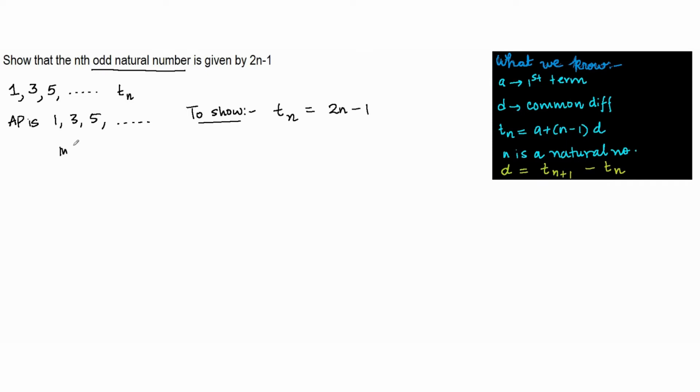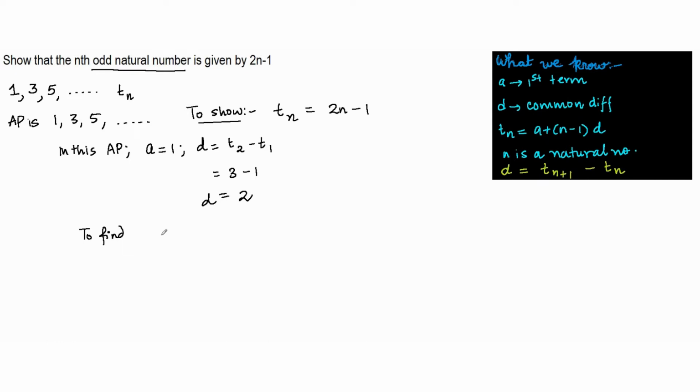So in this AP, I know that the first term is 1. The common difference is 3 minus 1, T2 minus T1, which is equal to 3 minus 1, and that equals 2. So the common difference of this AP is 2. Now I have to find the general term.